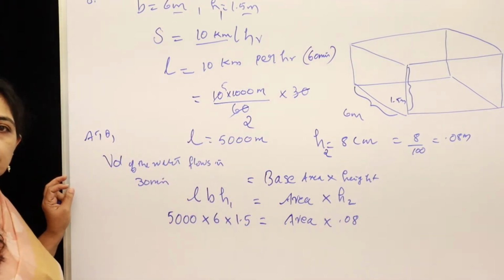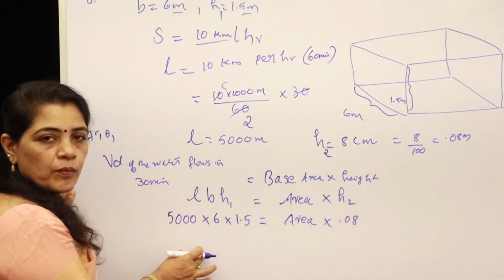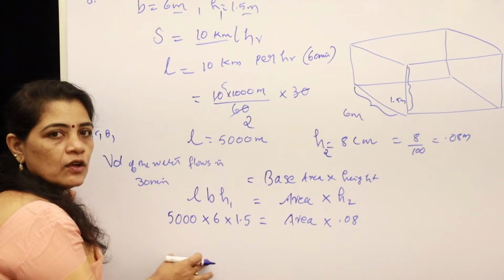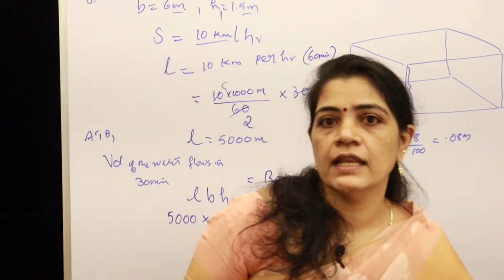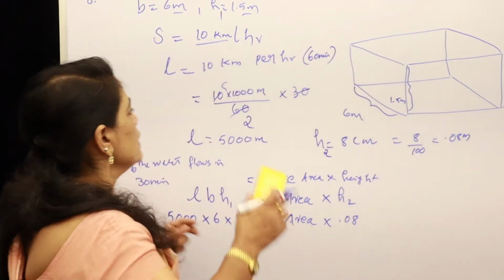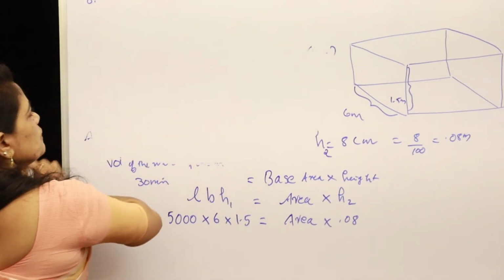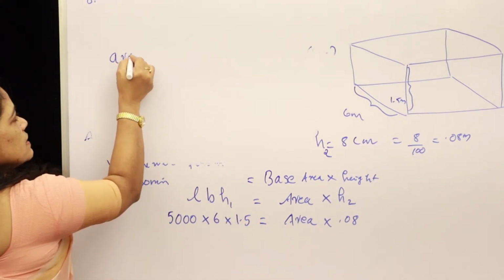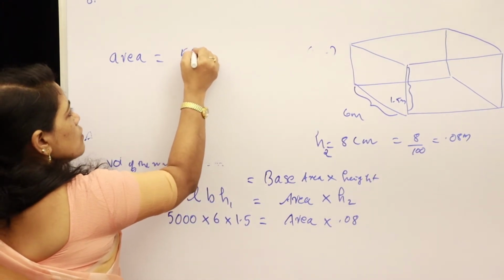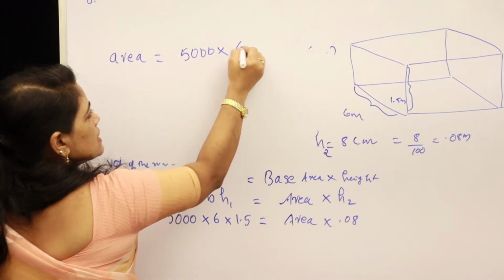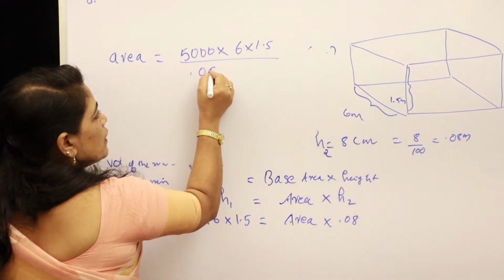All are in meters. So how can we calculate the area? By taking this 0.08 in the denominator, we are going to divide. That will give you the area of the land. In the next step, I am taking area and writing this on the LHS. Area is equal to 5000 into 6 into 1.5 divided by 0.08.